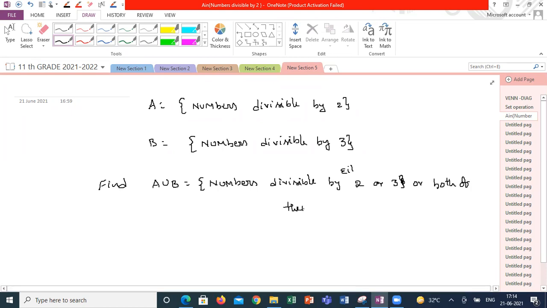Sir, if it was A intersection B, then it should be both, like numbers divisible by 2 and 3. I will come to that one. Suppose I am collecting all the numbers 2, 4, 6, 8, 10, and so on, and all the numbers 3, 6, 9, 12, 15, and so on. Combined, it is 2, 3, 4, 6, 8, 9, 10, 12, 14, 15, 16, 18, 20, like that it is coming.